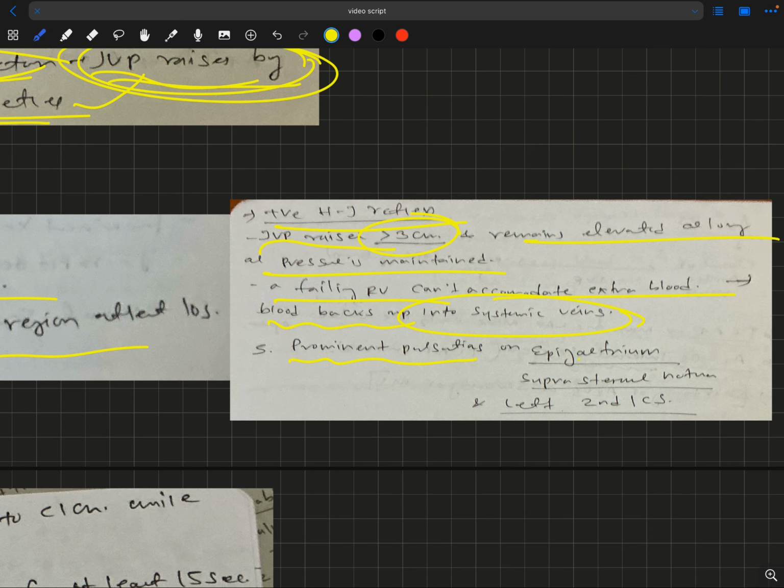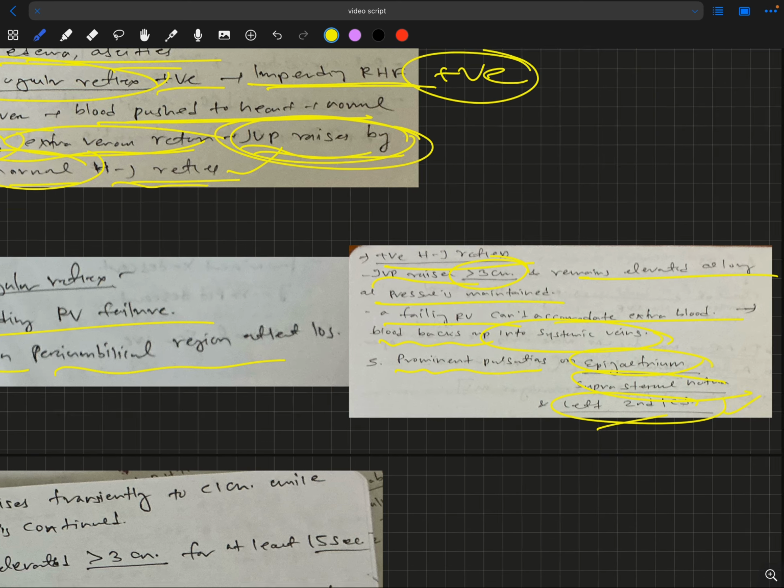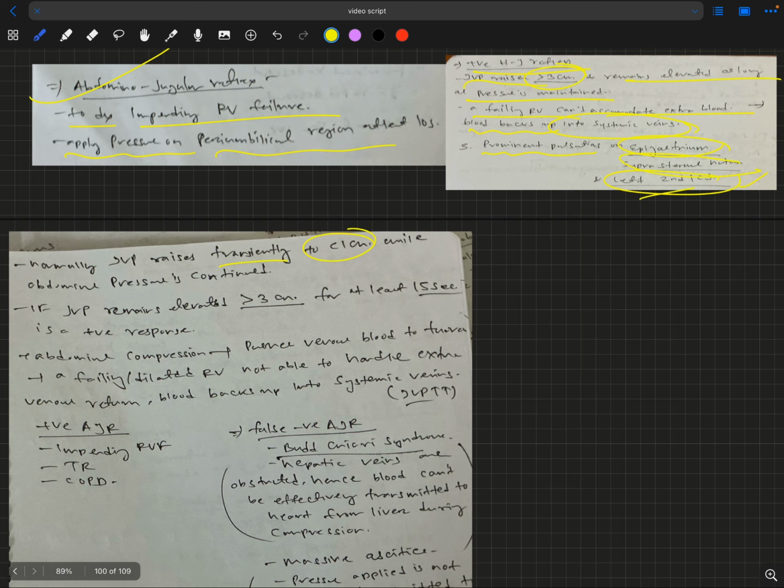Prominent pulsation on the epigastrium, suprasternal notch, and left second ICS, and the parasternal heave, will be seen in case of pulmonary hypertension, right ventricular hypertrophy, or RV failure. Normally JVP rises transiently by less than 1 centimeter, or 1 to 3 centimeters, while abdominal pressure is continued. If the JVP remains elevated more than 3 centimeters for at least 15 seconds, it is a positive hepatojugular, abdominal jugular reflex.